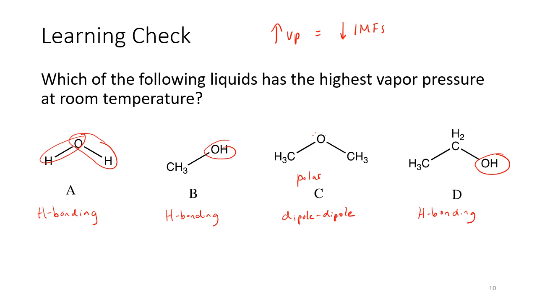Since A, B, and D all contain hydrogen bonding, they have stronger intermolecular forces. C contains only dipole-dipole interactions. Therefore, out of the group, it will have the weakest IMFs. Having the weakest intermolecular forces means that it's going to have the strongest or highest vapor pressure.